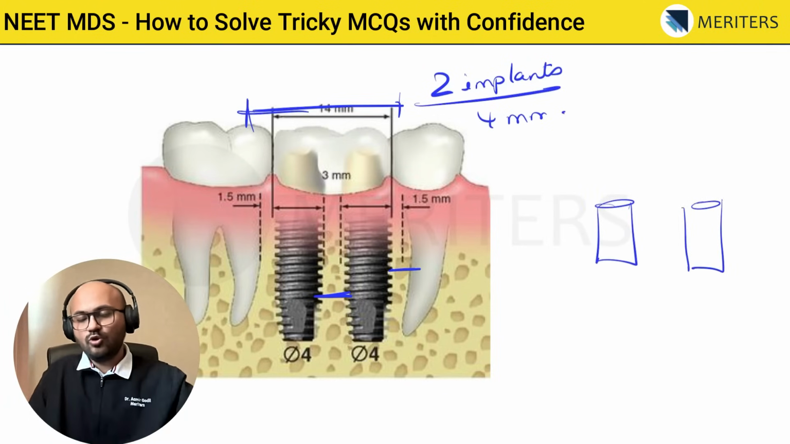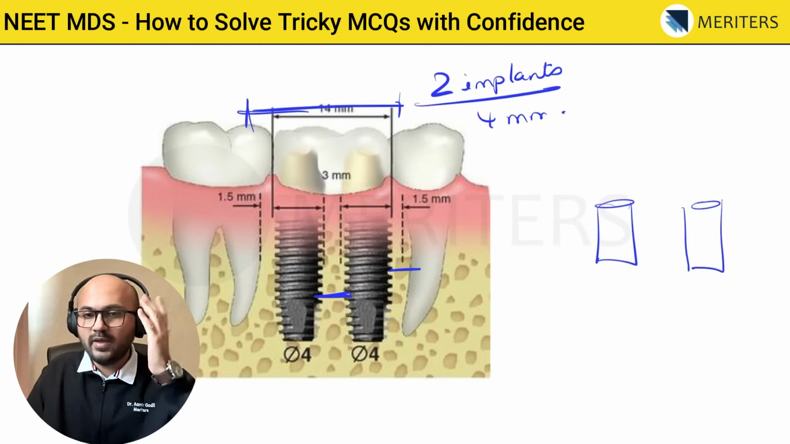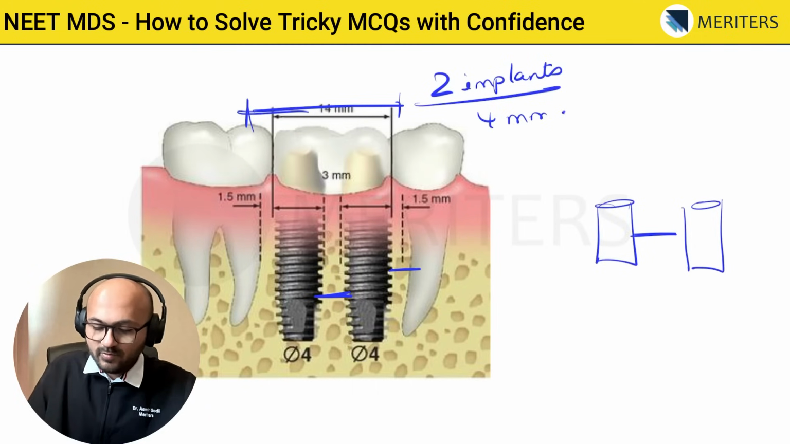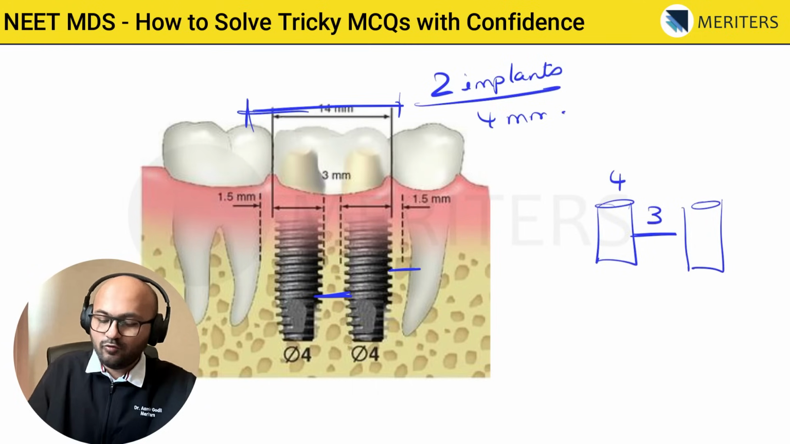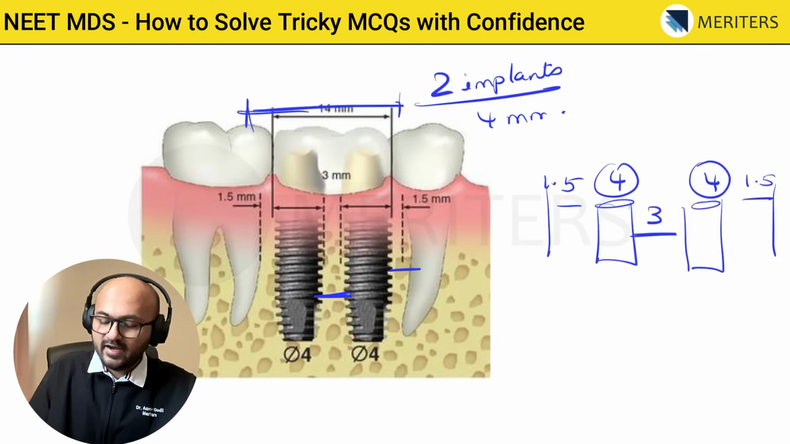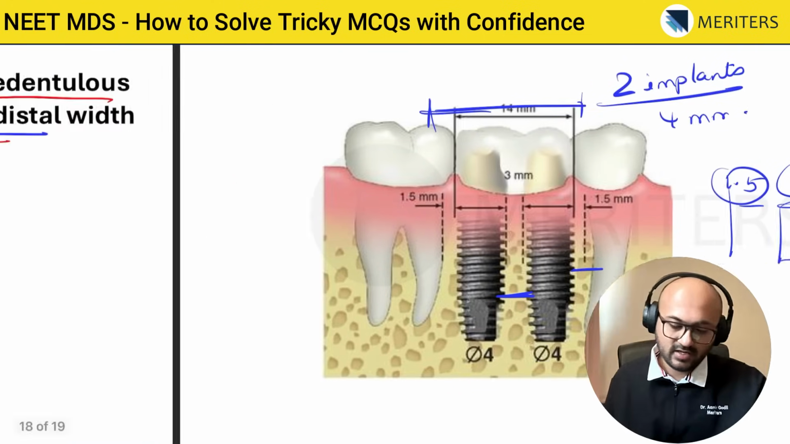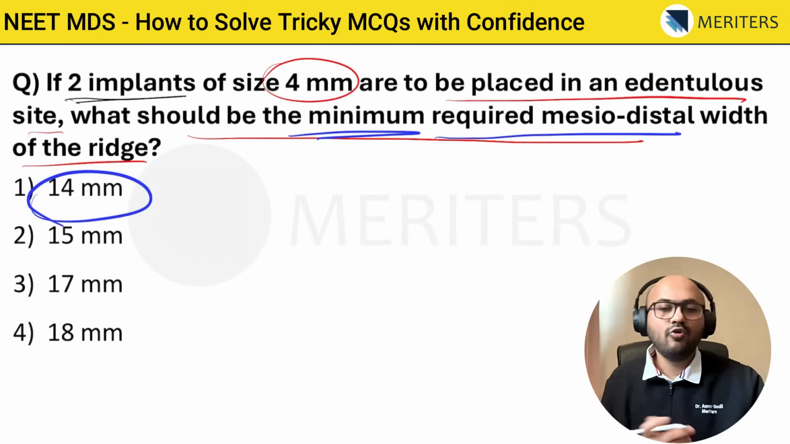You won't have this image in the exam, so you are going to make an image in your mind. They have to be 3 millimeters away and 4 millimeter each, and then 1.5 on each side from the tooth. So that's 4 plus 4, 8. 8 plus 3 is 11. 11 plus 3 is 14. So the correct answer to this would be 14 millimeters.